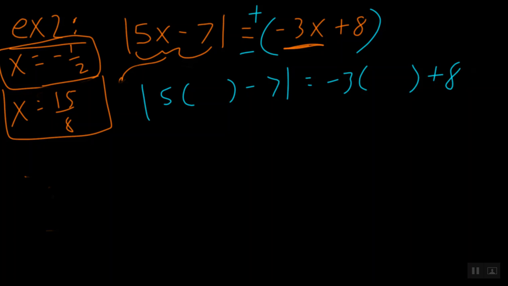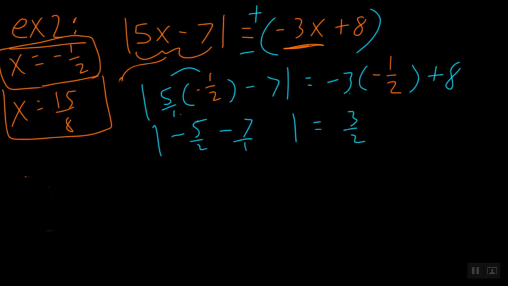Okay, and what's this going to look like? Well, our very first solution is negative 1 over 2, and now we have to simplify both sides and see if this is actually correct. So this is really negative 5 over 2. Remember, it's 5 over 1, and when I do the top, 5 times 1 is 5, and 1 times 2 is 2, minus 7. And I'll put that over 1, is equal to, over here, a negative times negative is a positive 3 over 2. And negative 3 times 8 is negative 24, which I will also put over 1.